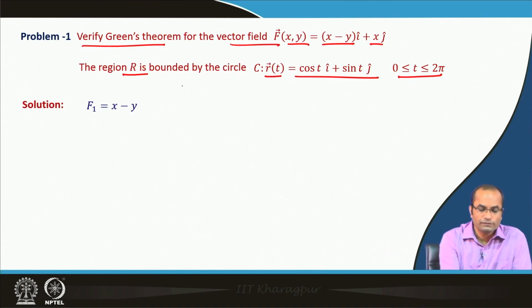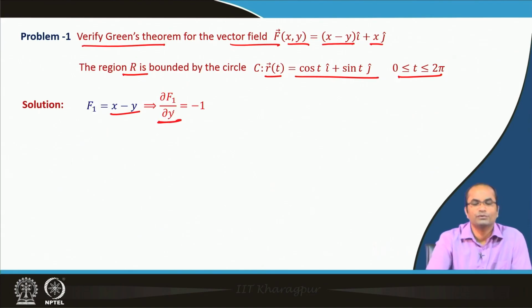So, here the f1, the first component of this f is x minus y, that means the del f1 over del y, because in the Green's theorem we need to compute del f1 over del y and del f2 over del x.